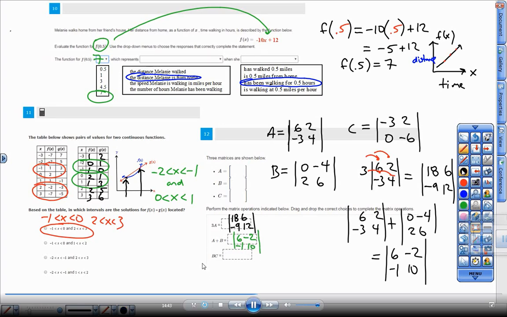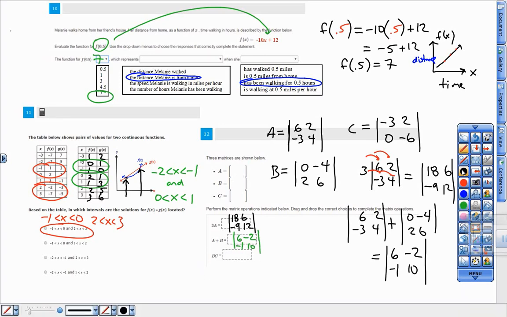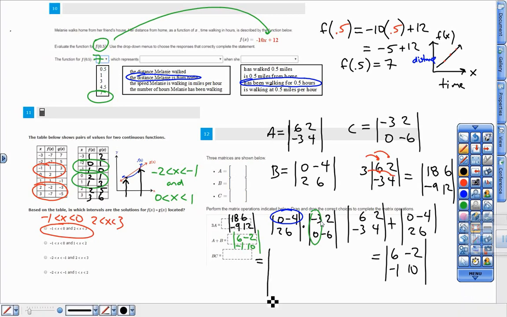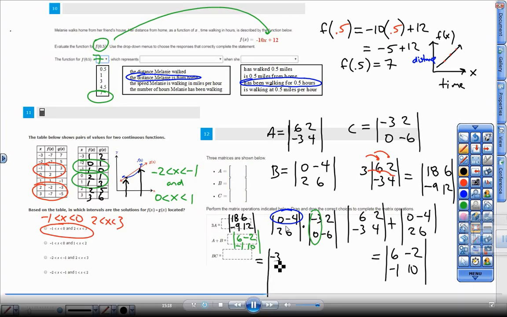The harder one, when I times these two, I'm going to take matrix B times matrix C in that exact order. So make sure I'm listing matrix B first, 0, -4, 2, 6, times matrix C, list that second. Don't flip that around. I'm taking this first row times this first column to get my first value. So I'm doing 0 times -3. Don't make that mistake I did. Fix that. 0 times -3 is 0.